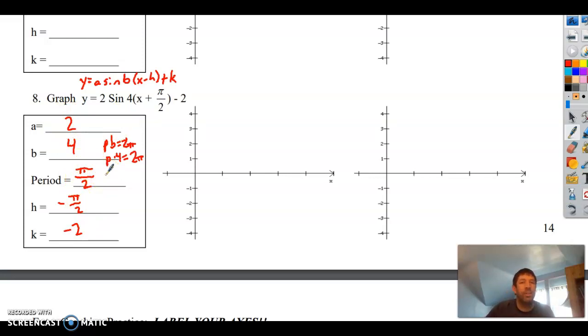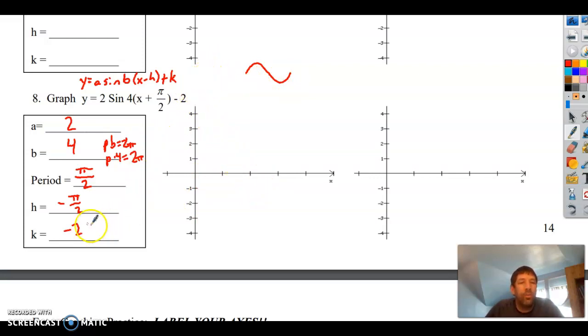Now, what I actually like to do is ignore these graphs over here for just a minute, and draw sine. What does sine look like? Sine starts in the middle, goes up, goes down to its lowest point, and comes back up to the middle. And what I do is label everything on this little graph, and then transfer it down to one of these here.